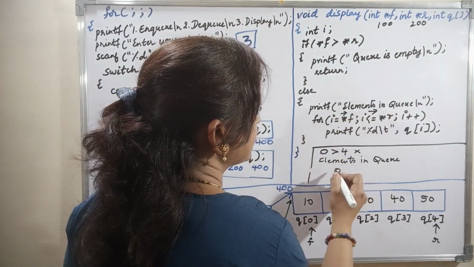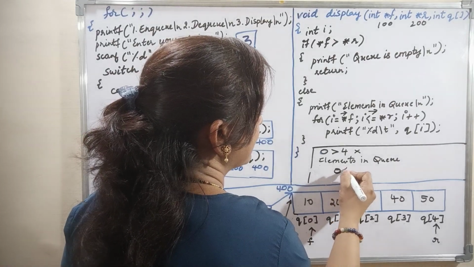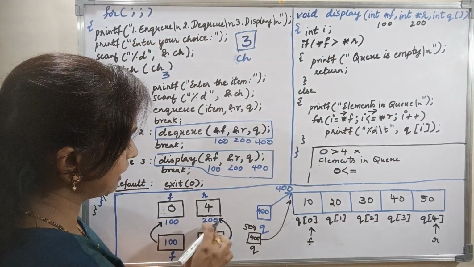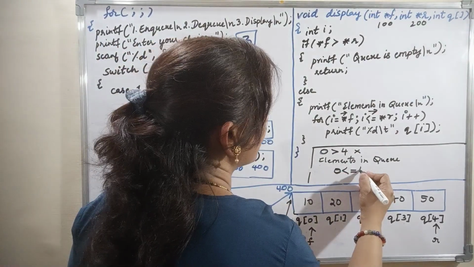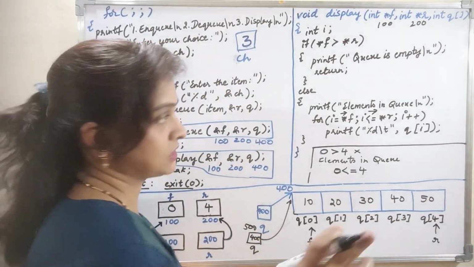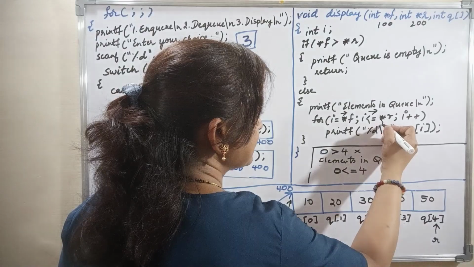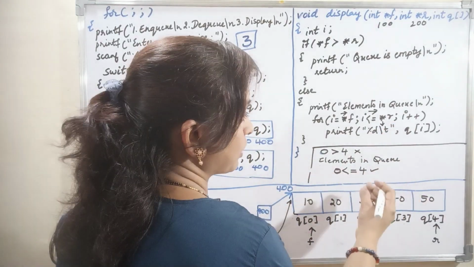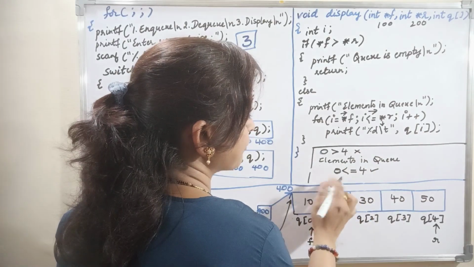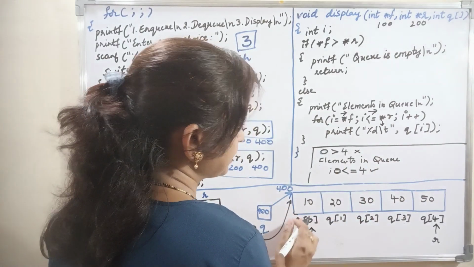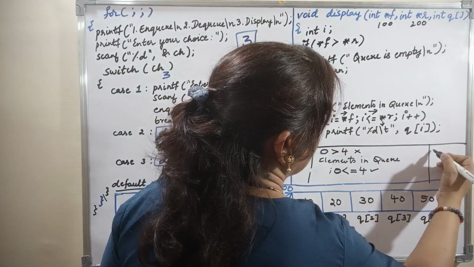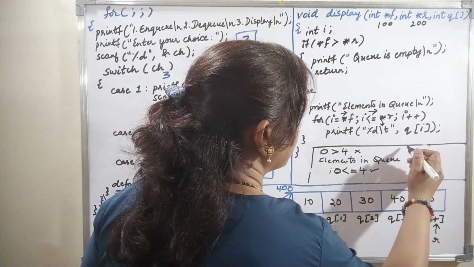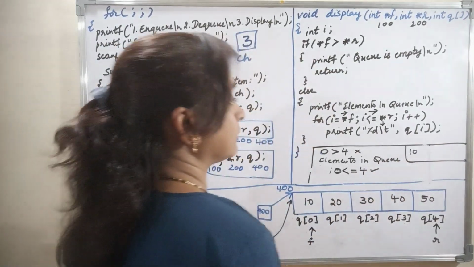Check this. Is 0 less than or equal to value at the location r? R is 200. Value at 200 is 4. Is 0 less than or equal to 4? Yes. Condition true. Get inside and execute the element that I have in the queue. Q of I. Q of 0 means in the output I will be getting 10.